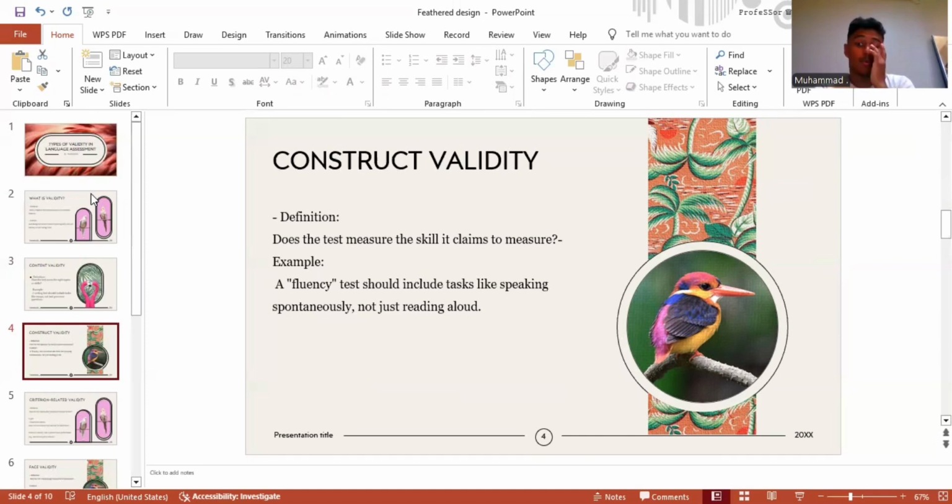Types of validity. We have five types of validity. The first one, content validity. The second, construct validity. Criterion-related validity, face validity, and the last one is consequential validity.